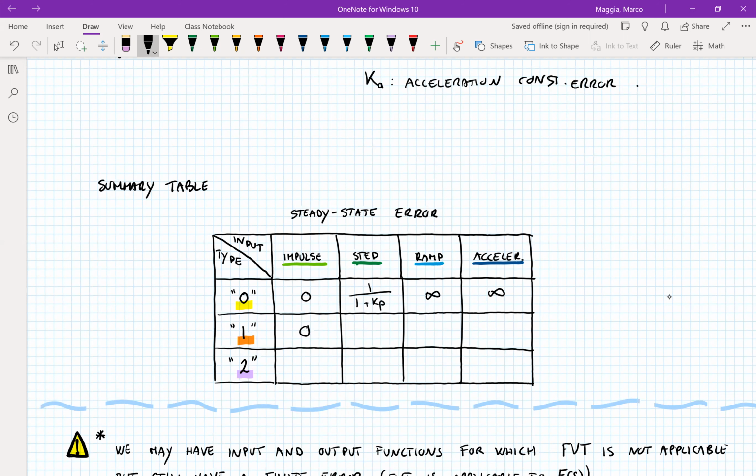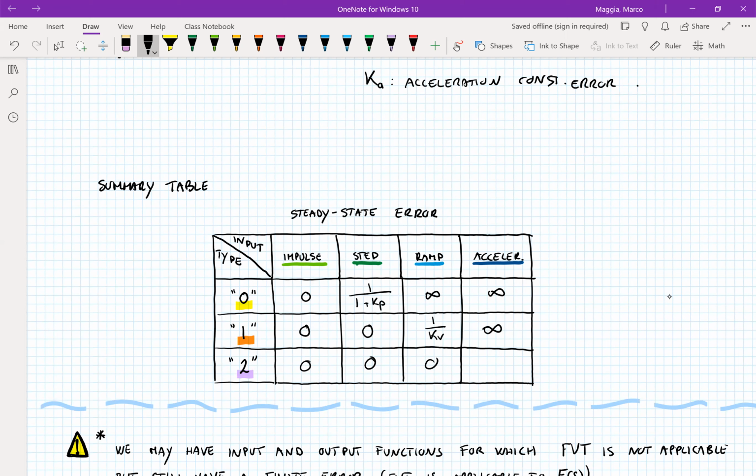Type 1 system paired with the impulse, the steady state error is equal to 0. Same thing with the step input, but with the ramp, it is equal to 1/Kv. And then if we increase the strength of the input, in other words, the system cannot catch up with an acceleration input, and the steady state error is equal to infinity. Type 2, well, it can withstand impulse, step, and ramp inputs.